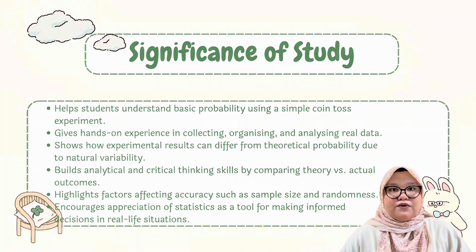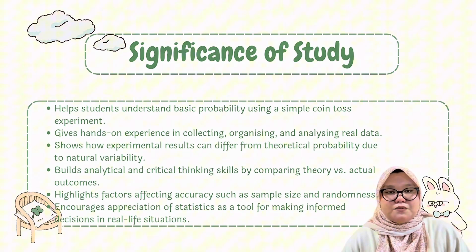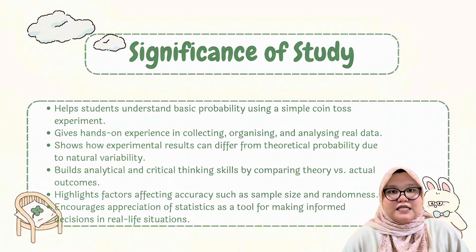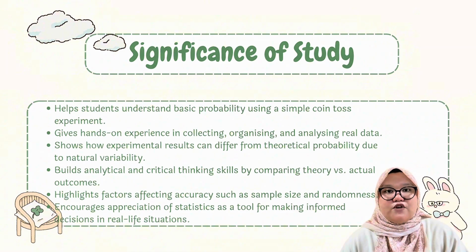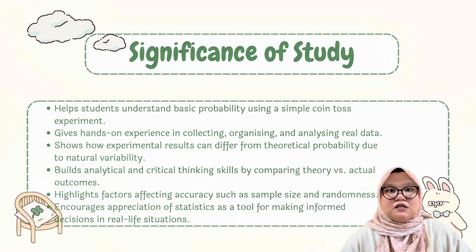For this study, we focus on using a simple coin toss to understand basic probability. The significance of this study is that it helps students learn probability in a hands-on and practical way. By actually tossing coins, students get real experience collecting data and analyzing data instead of just reading theory. They can see for themselves how real outcomes sometimes differ from the theoretical values because of natural variability.